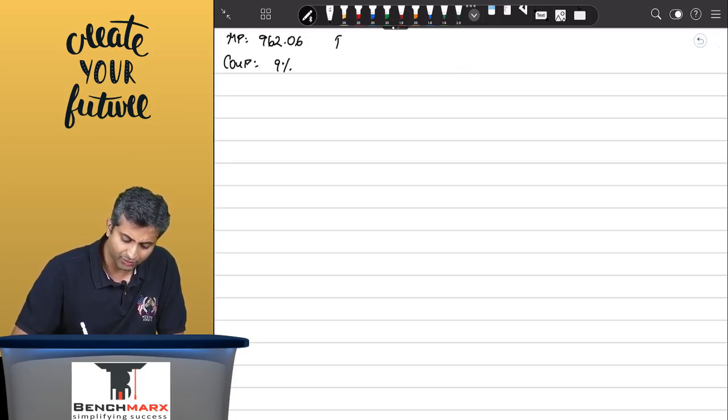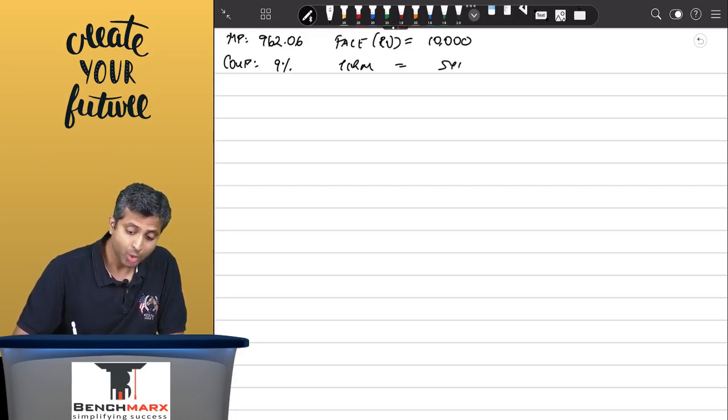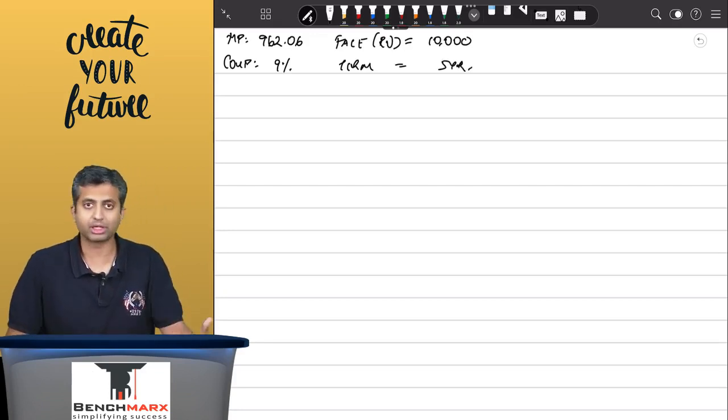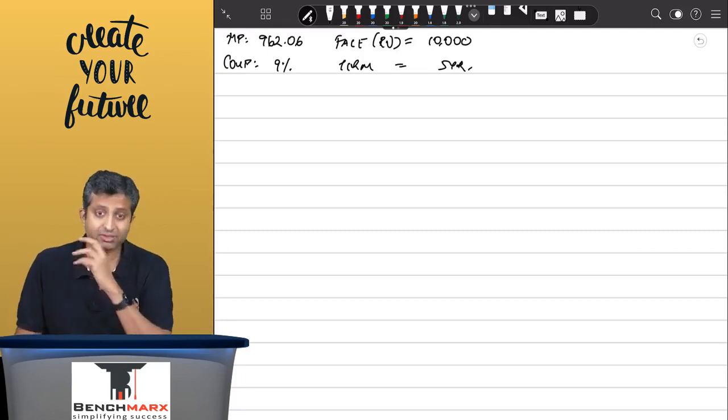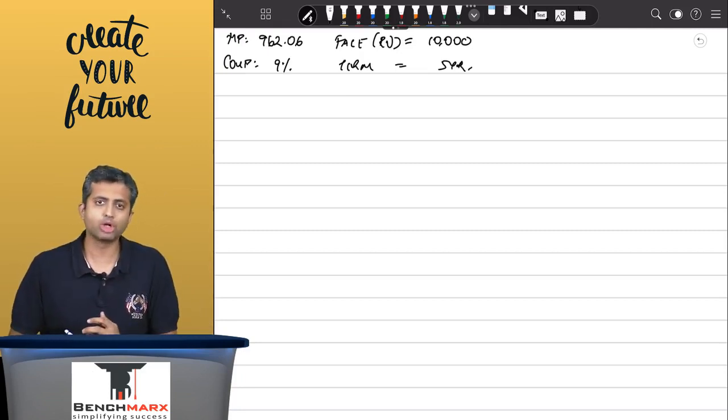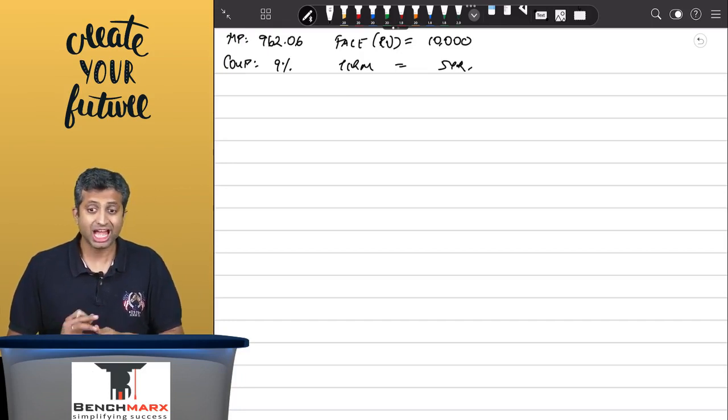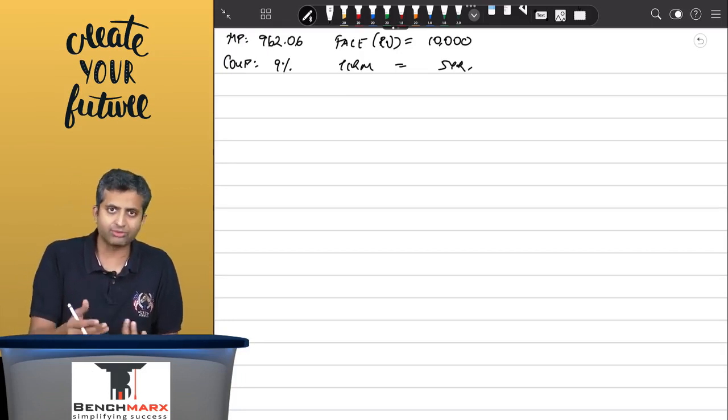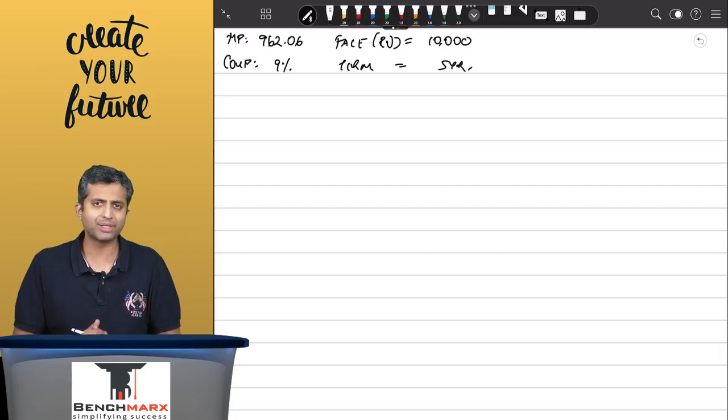You were given that the face value equals the redemption value equals 10,000, and you were given that the term is 5 years. So what is missing in this question? Well, the investor's required rate of return or the market rate of return. But if you assume the market is efficient, in which case investors are willing to buy the bond today at 962.06, then the return that this bond gives you is the return that the investors are happy getting.